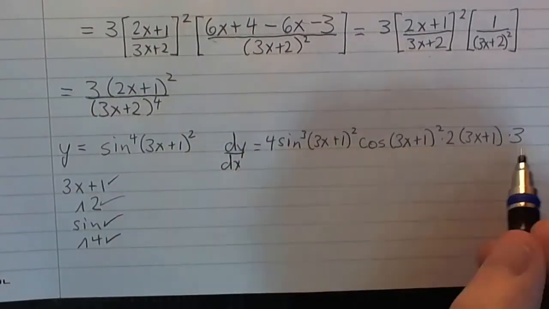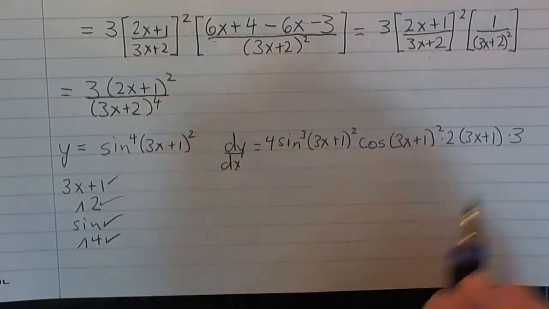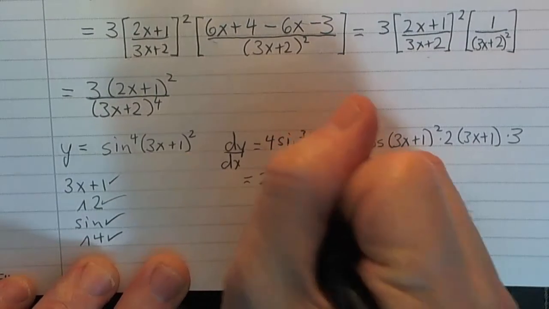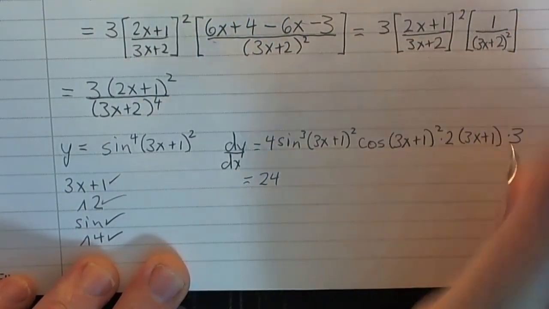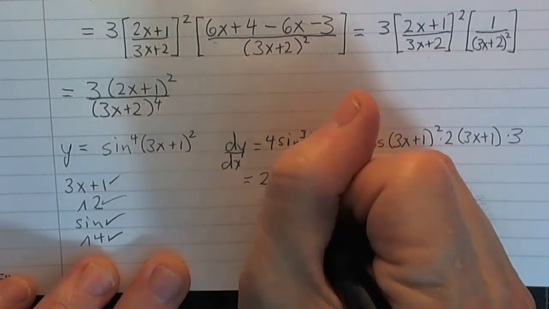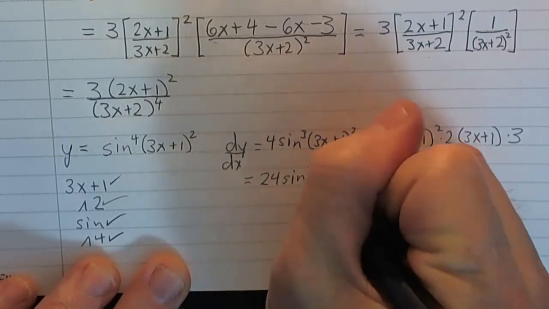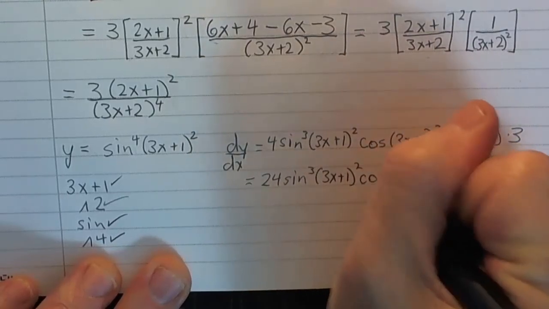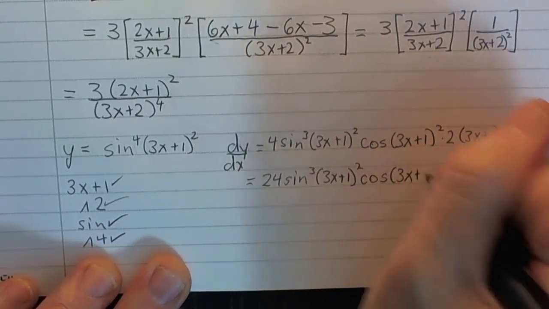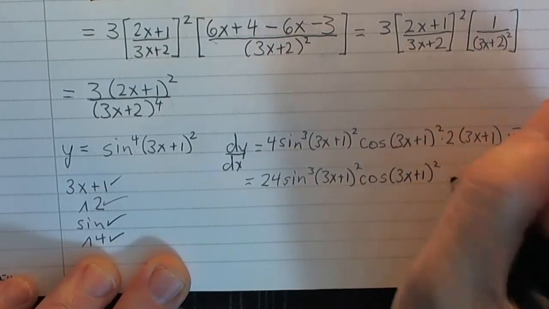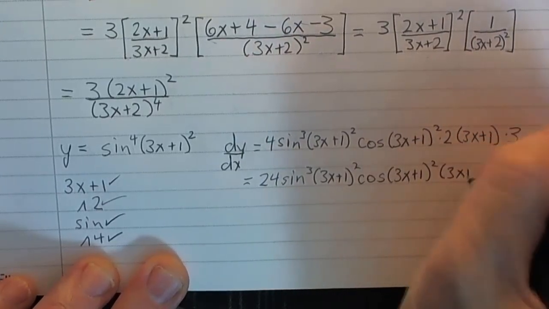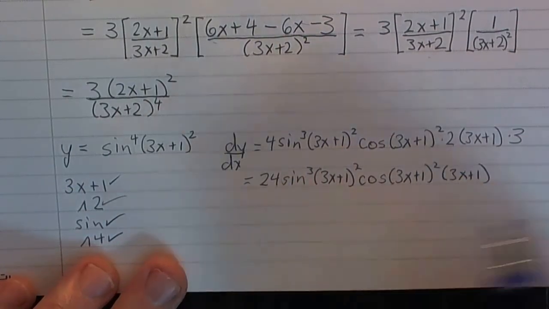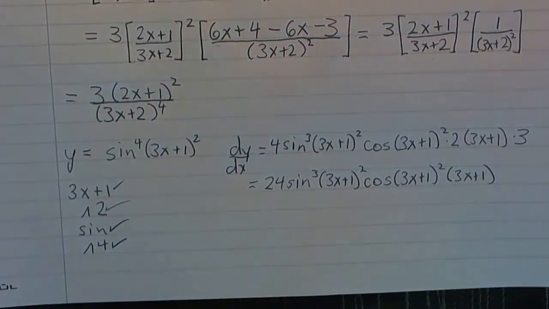And of course you could multiply the 3, the 2, and the 4. You get 6 times 4, 24. So I guess I can go ahead and do that. I get 24, right? 4 times 2 is 8 times 3. And then I've got sine cubed of 3x plus 1 squared, cosine of 3x plus 1 squared, times 3x plus 1. And really, in practice, I'd probably put that 3x plus 1 out front. But anyway, I'll just leave it at that.